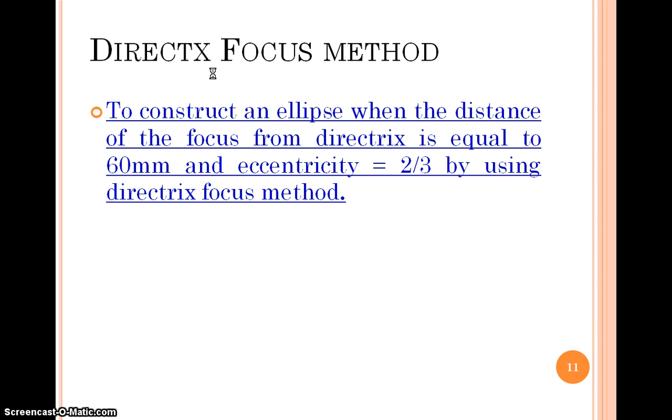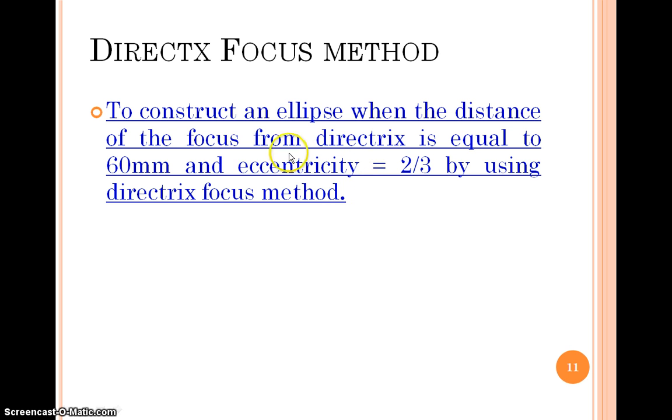So now we can learn how to draw an ellipse by using the directrix focus method. Let us consider this example: to construct an ellipse when the distance of the focus from the directrix is equal to 60 mm and the eccentricity is 2 by 3, by using the directrix focus method.